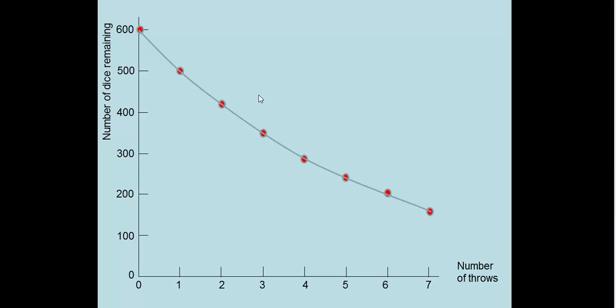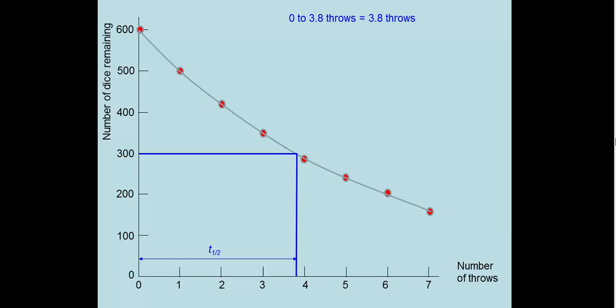Here we can see that we started with 600 dice, and at half that number, 300 dice, we had this number of throws. So we can say that this is the time it took to drop to half our original number. From 0 to 3.8 throws is 3.8 throws. So we can say the half-life of dice is 3.8 throws.